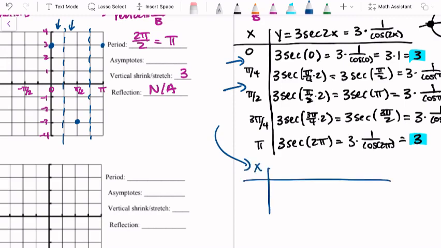You're like, oh great, another table. Yes. Okay, so between 0 and pi over 4, let's just do pi over 8. And then in between, this would be 2 pi over 8, so then we'll do 3 pi over 8. Those will be our 2 extra values.